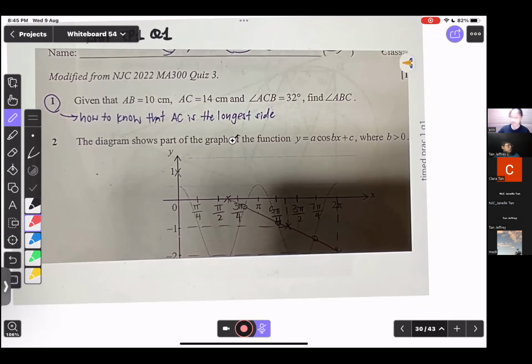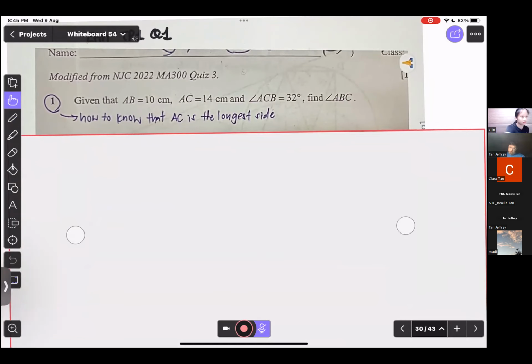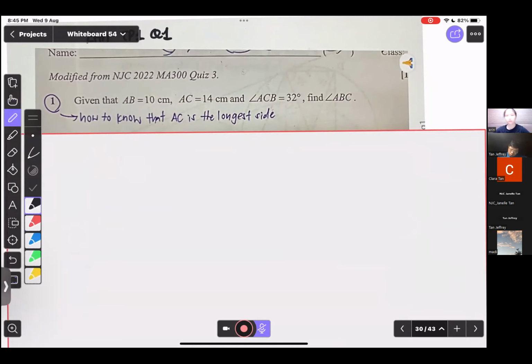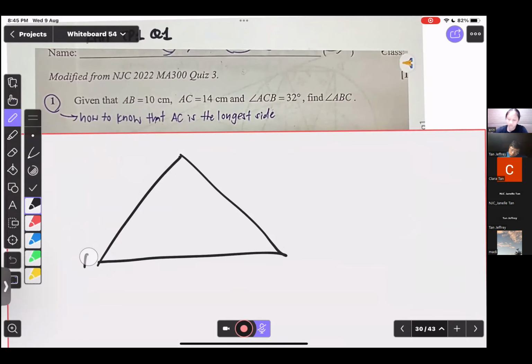Next one, this one. How to know that AC is the longer side? Oh, that's a good question. I also don't know. Let me see. I'll draw the diagram out. So I got A, I got B, I got C. AC is 14 cm, AB is 10, angle ACB is 32 degrees.